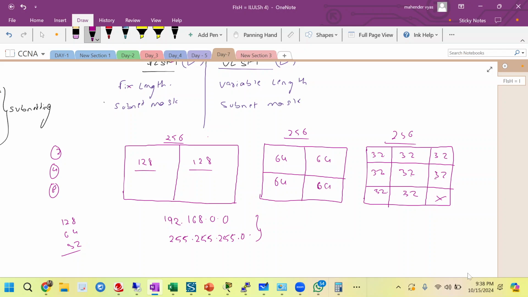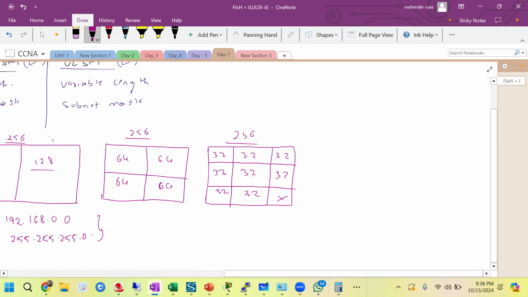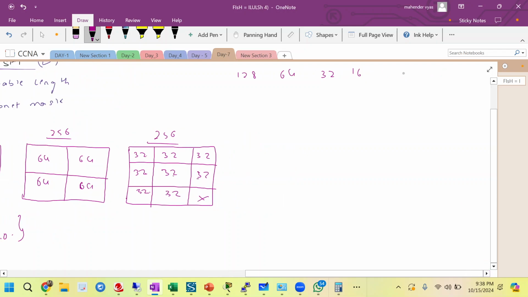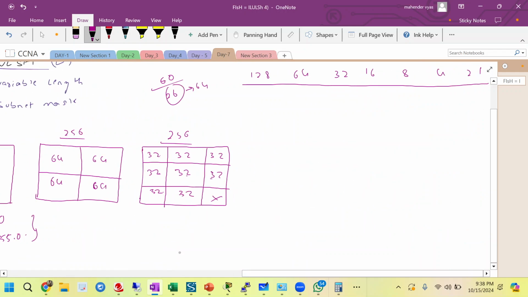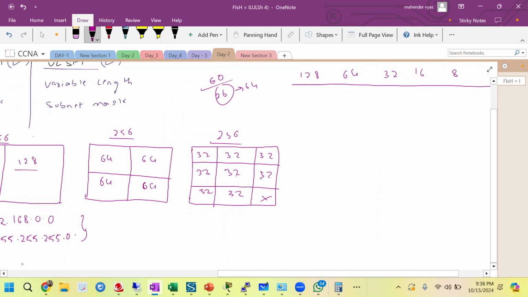128 we already saw in an example, right? Let's see, if I divide 256 into four parts, what would the addresses be? First let me write 128, 64, 32, 16, 8, 4, 2, 1. So suppose my requirement is 60 users, so what I will get is 2 power 6, which means 64. Now let me first write the new subnet mask for this.